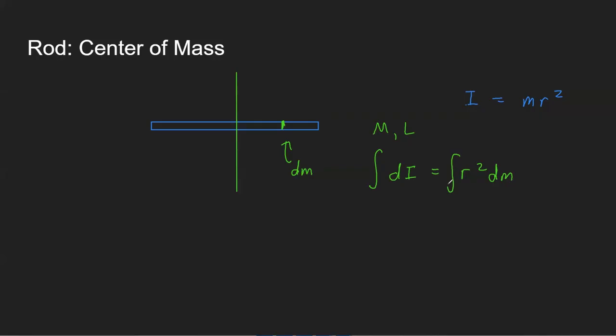Next, before we do any work, we ask ourselves the question, does r vary with dm? Namely, is r different for different dm's? Of course, the answer is yes. r, in fact, will vary between 0 and L over 2, as we discussed. However, it's not obvious how we write r as a function of m. For that reason, our goal will be to change dm into a spatial variable.